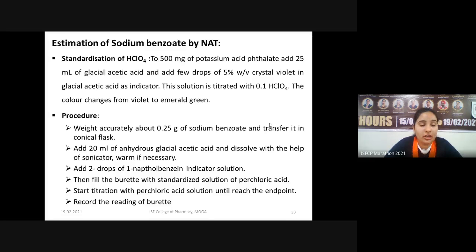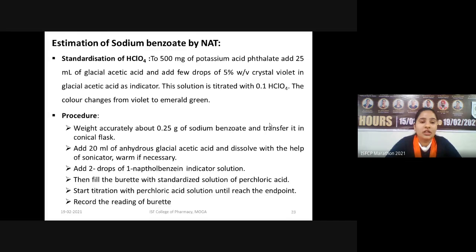Now we will study the procedure for the estimation of sodium benzoate. Firstly, we have to accurately weigh 0.25 gram of sodium benzoate, and we will transfer it to the conical flask where the titration will be done.